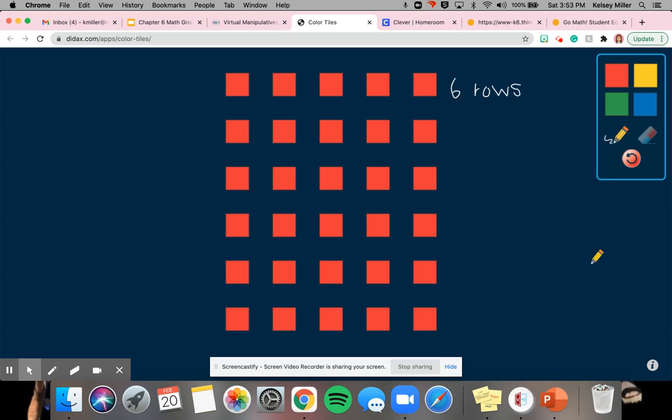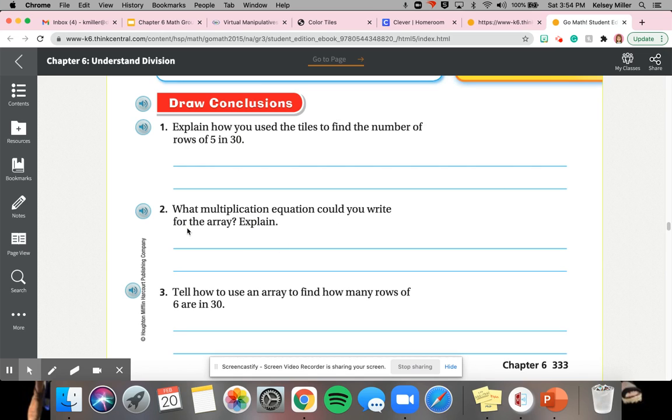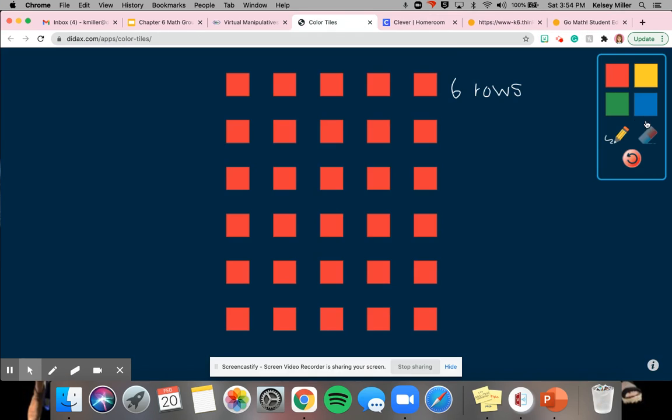All right, moving on to question 2. Question 2 says, what multiplication equation could you write for the array? So we know that when we write multiplication sentences, it's going to tell us the number of rows times the number of columns equals the total number. So we counted that there are 6 rows and that we have 5 tiles in each, which is going to give us 30.